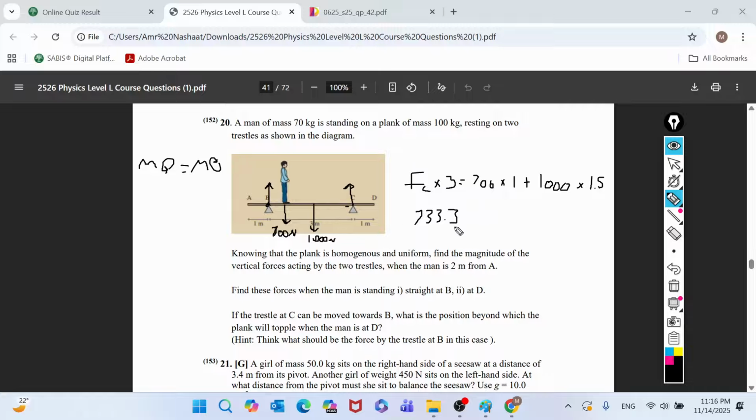Now wait, let me write it up here. Force on C equals 733.3. Can I write properly? 0.3. Okay, now let me erase this to solve for B.